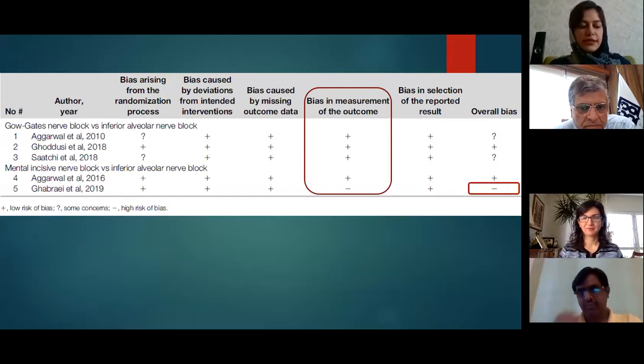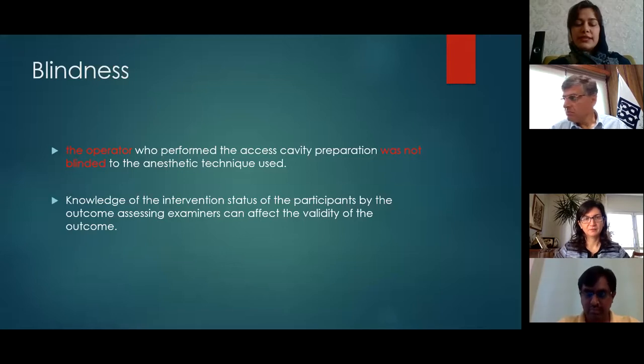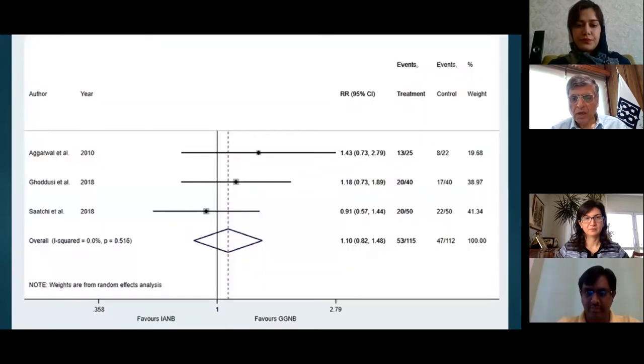One study had high risk of bias because of the bias in the measurement of the outcome domain. In this article, the operator who performed the access cavity preparation was not blinded to the anesthetic technique used. And we know that knowledge of the intervention by the person who is assessing the outcome can affect the validity of the outcome. This is the first plot.